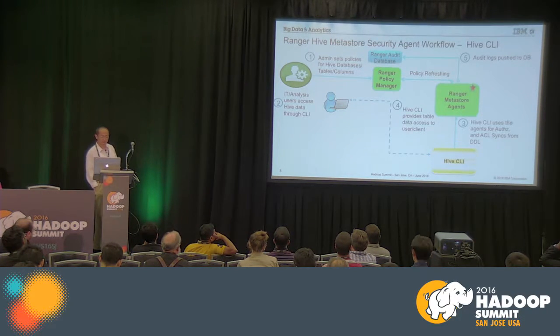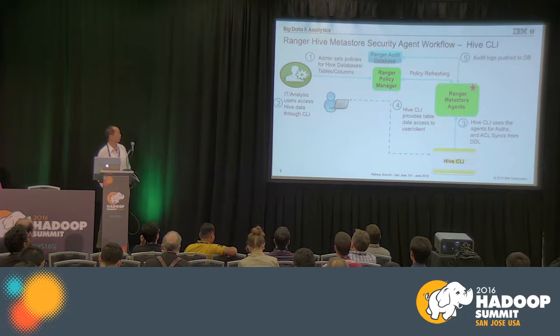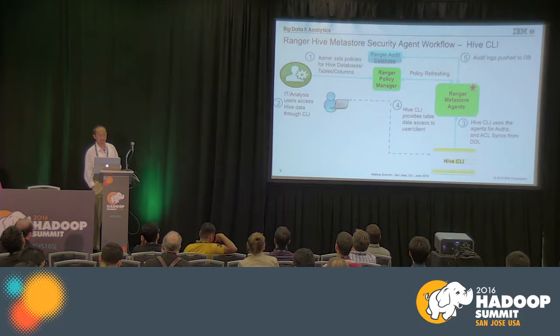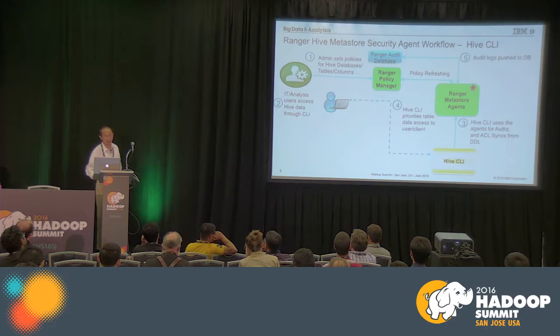So the Ranger Metastore agent will check the cached copy of the Ranger policy, which has been periodically refreshed from the Ranger policy manager. And then, as the last step, optionally, the audit log could be persisted to a Ranger audit database. So that's a typical workflow for the Hive CLI working with the Hive Metastore security agent.